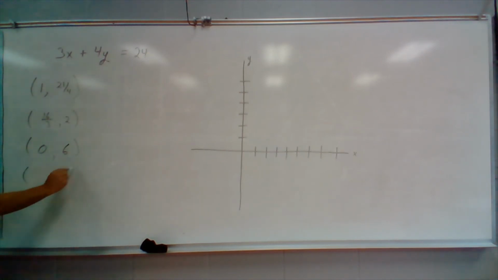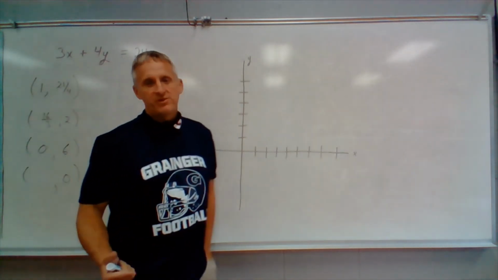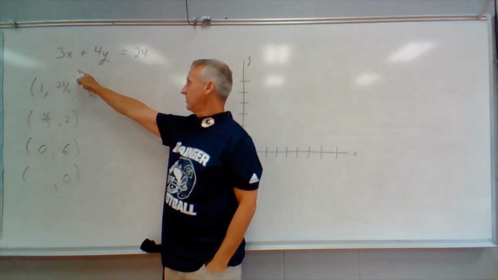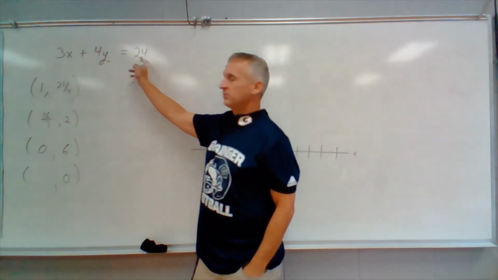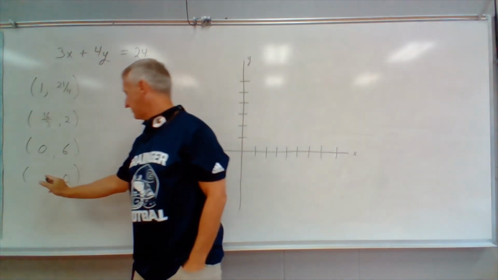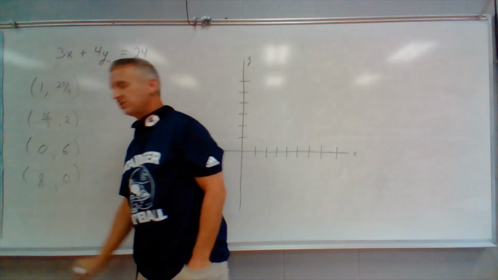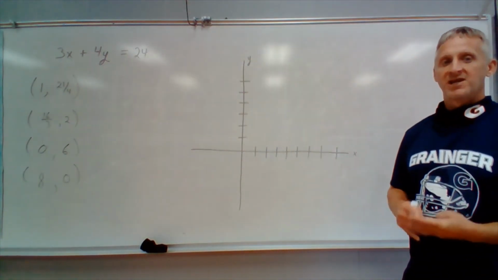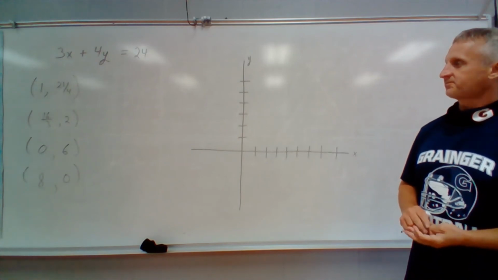Let's try putting in a 0 for the y value. So if I put in a 0 for y, 4 times 0 is 0. So I'll have 3x equals 24. So x would have to be 8. So there's 2 more solutions. So we have 4 solutions there to this equation. There are an infinite number of those solutions.